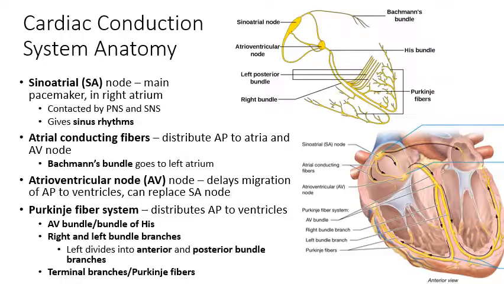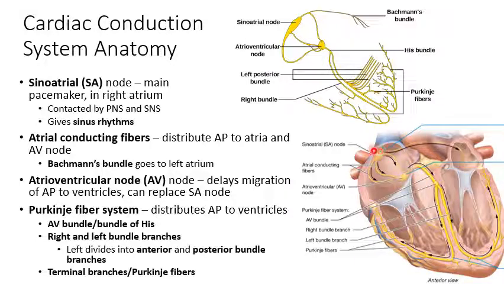Okay, so now we'll talk more in detail about the conduction system of the heart. We'll go over the anatomy of the conduction system in more detail. We already mentioned the sinoatrial node, or the SA node, which is located in the right atrium. That is the main pacemaker for the heart. The cells there fire action potentials rhythmically about 100 times a minute. Axons from the sympathetic and parasympathetic nervous system come into the SA node to moderate the heart rate, either speeding it up or slowing it down.